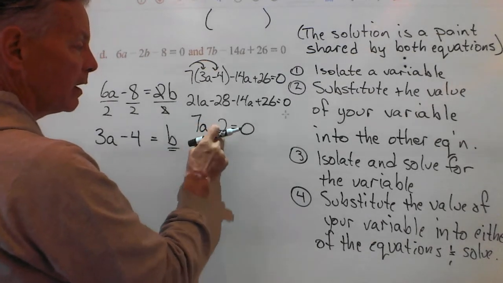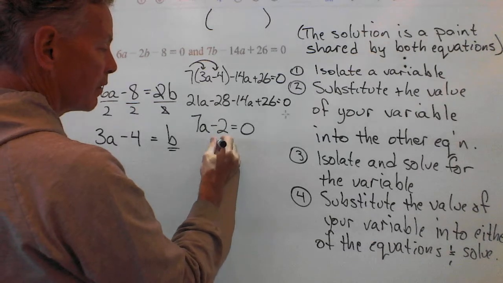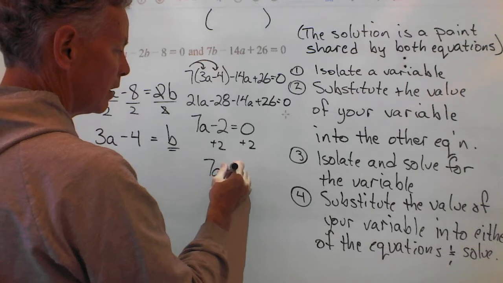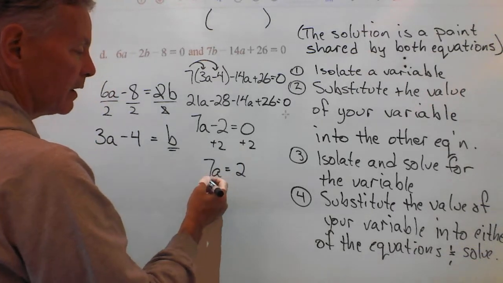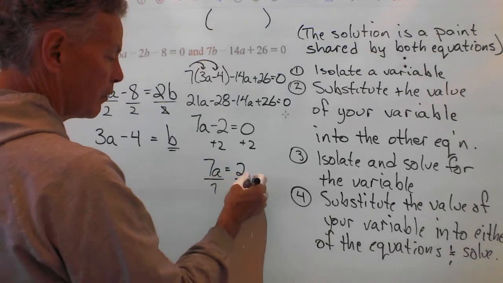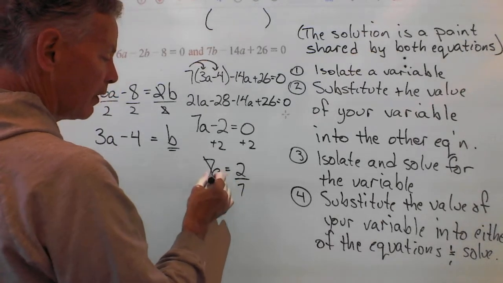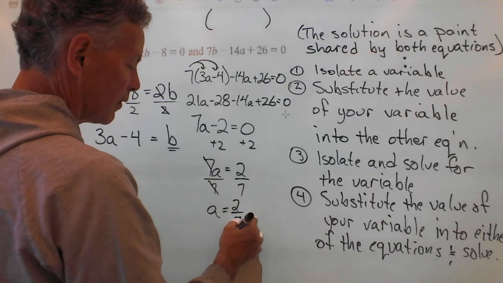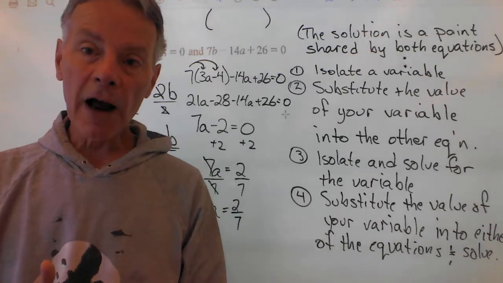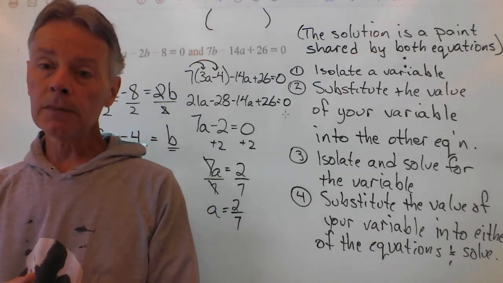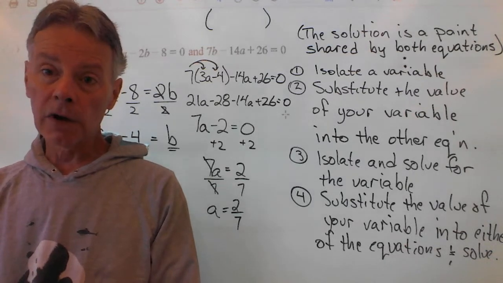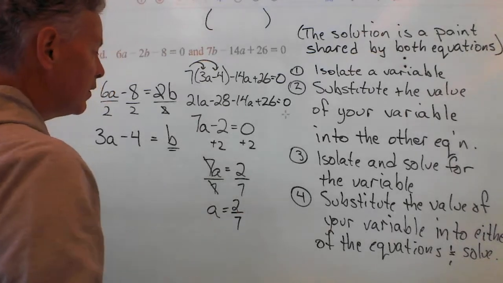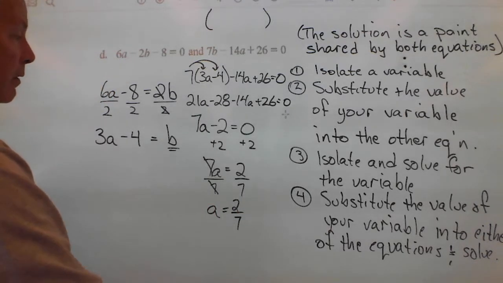Continuing to isolate a, we'll do the adding and subtracting first. So we'll add 2 to both sides. That gives us 7a equals 2. And then finally, to get rid of the 7, we divide through by 7. 7 divided by 7 leaves us with 1a equals 2 over 7. So we have a fractional value for a. Don't worry about that, okay? Sometimes it happens. We still do exactly the same thing.